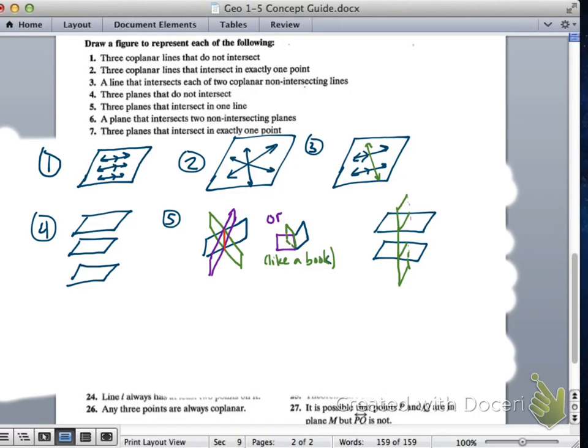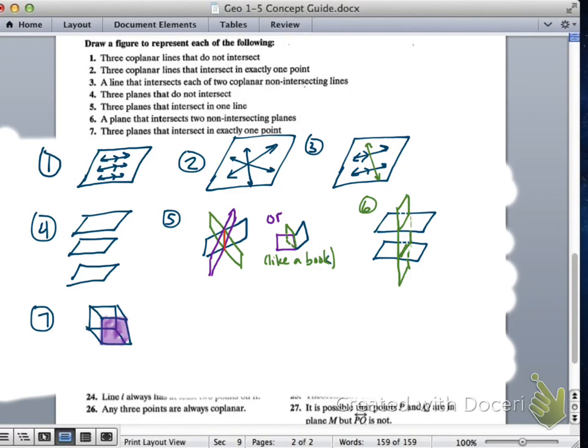Number 6, 2 parallel planes with one. Basically this is the same as having 2 intersecting planes like I normally draw. I just had to make a parallel one there before I did it. Watch me draw this. 2 parallel ones and then one coming through it. Okay, that was number 6.